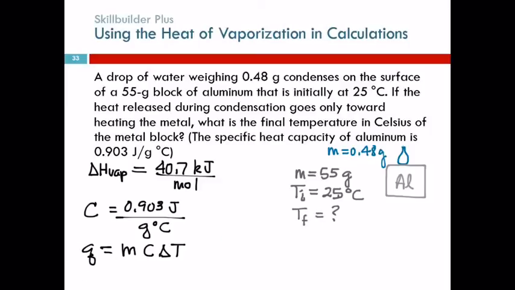How are we going to figure out how much heat there was? Well, we've got the mass of this drop of water, and we know how much heat it releases per mole as it condenses. So we're going to take 0.48 grams of water and figure out how many joules of heat. So I don't have enough room. So I make room. Let's do that more efficiently.